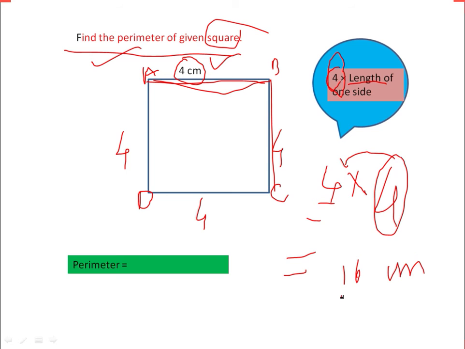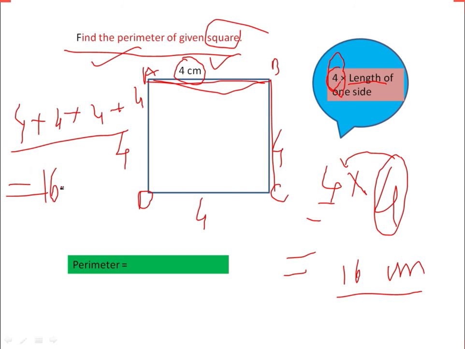Now in our old method we can try to solve this way also. So this is 4 centimeter, again 4 centimeter, again 4 centimeter, again 4 centimeter. So after adding all these 4s, you will get 16 centimeter. So you can see these both answers are the same. So the perimeter of this square will be 16 centimeter.